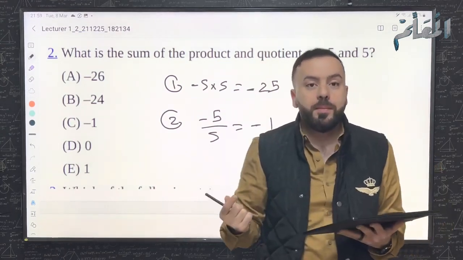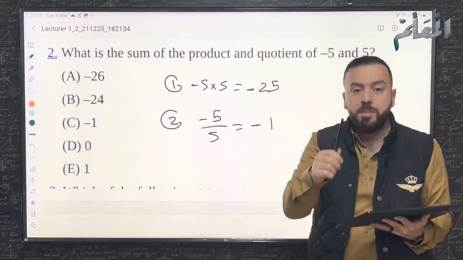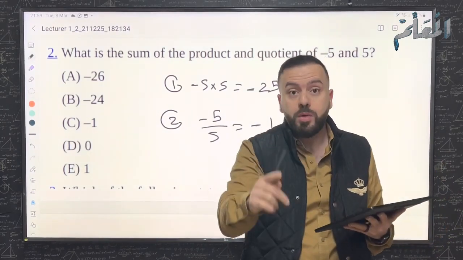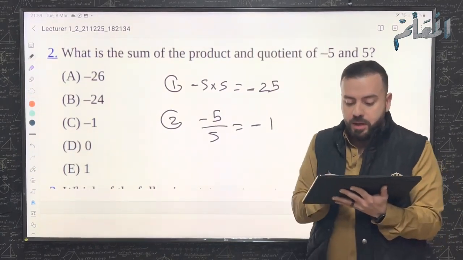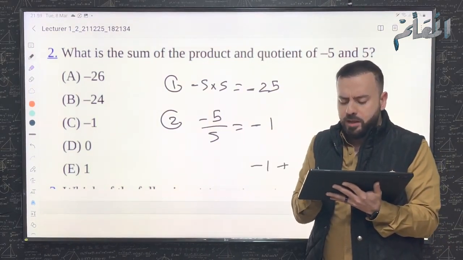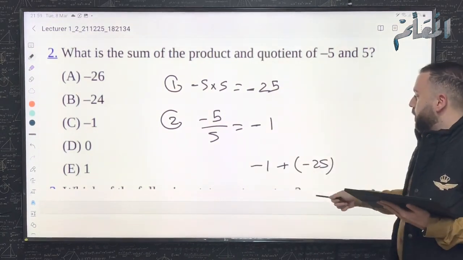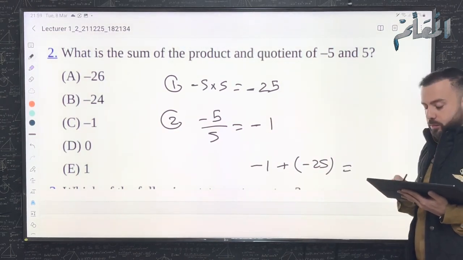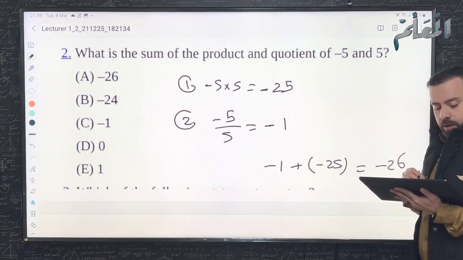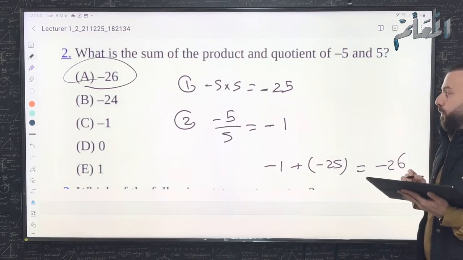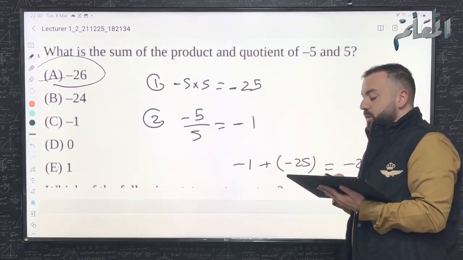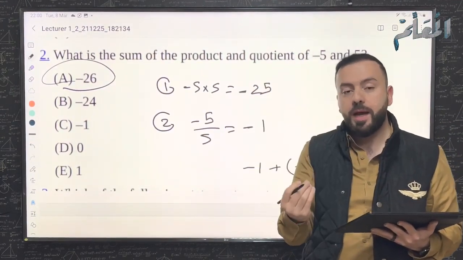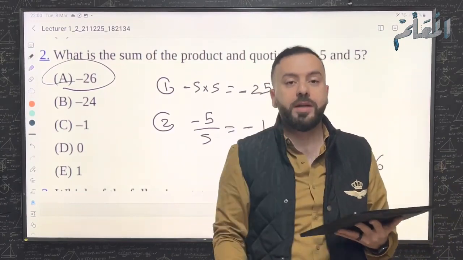Then what is the sum of these two numbers? Just remember, in numbers and operations, if you add two negative numbers, the answer is going to be negative. So in this case, -1 plus -25, we get at the end -26, which is choice A. This is one of the tricks that we can find in the ACT exam. Just relax, you can solve it, you just need to simplify the question.